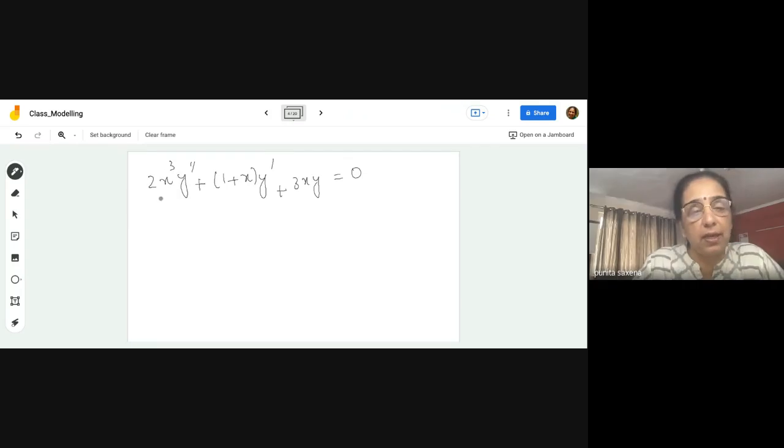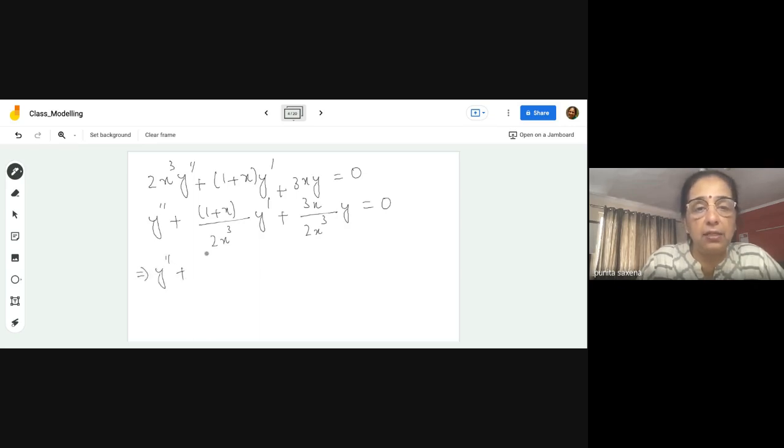In contrast to that, just consider this differential equation. Again, as I said, just write it in the form that we want. So what would it be? y double dash plus 1 upon x upon 2x cube y dash plus 3x upon 2x cube y equal to 0, right? Now, what do I want? I want the expression to be something upon x, so I rewrite this equation as (1 plus x) upon 2x square, upon x.